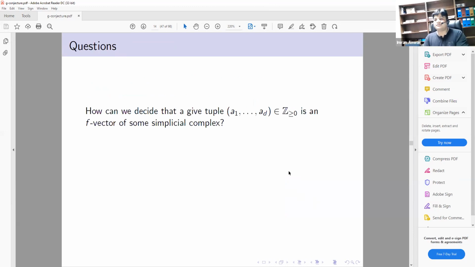Now, what are the questions which arise with the subdivision? What are the questions regarding the enumerative data? The first question which can come up in anyone's mind is that the F vector is a d-tuple of positive integers. If a positive d-tuple is given to you, can you decide whether this is going to be an F vector of a simplicial complex or not? How can I say that there exists a simplicial complex whose F vector is this one? This was quite an important, interesting and apparent question.